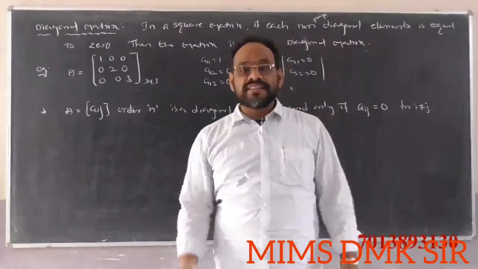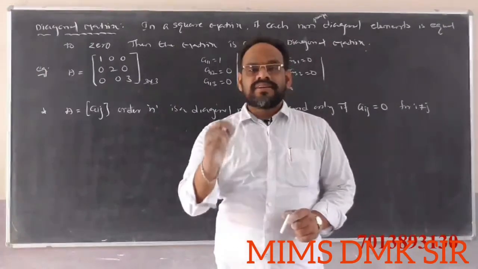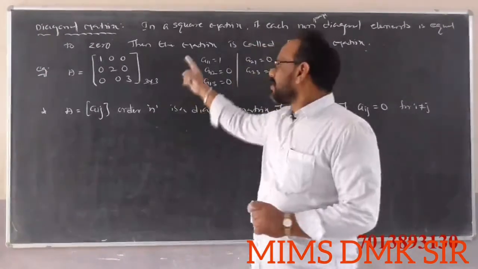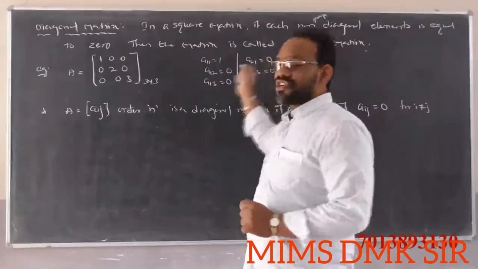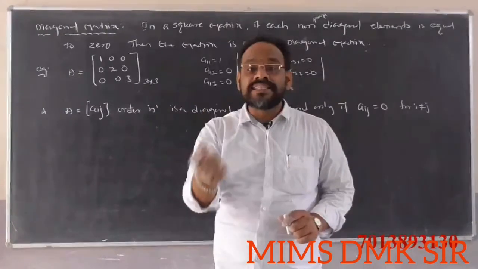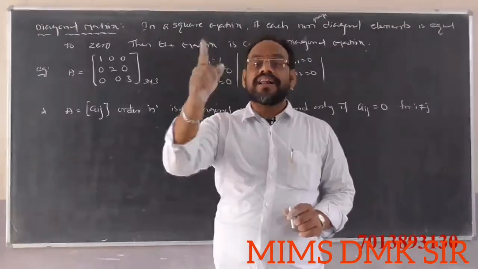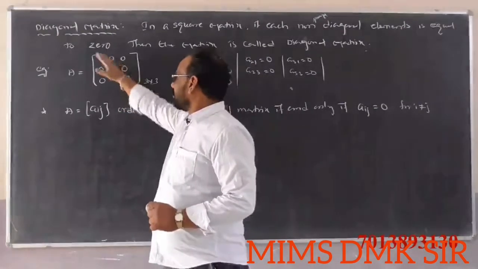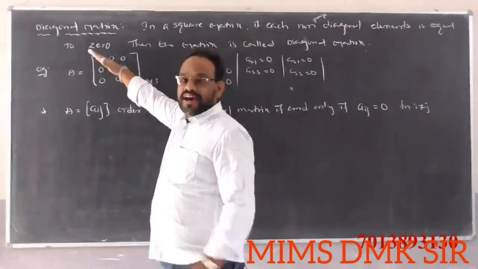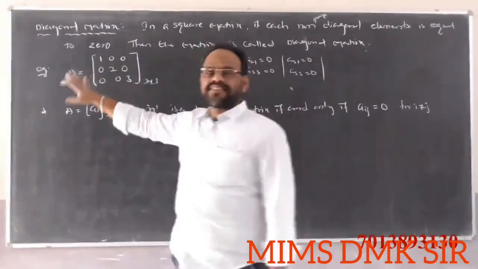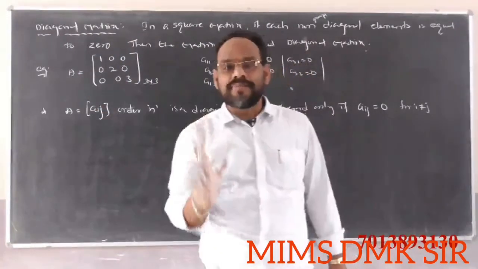So that's why that matrix is called what? Diagonal matrix. Diagonal matrix is what? In a square matrix, if each non-principal diagonal element is equal to 0, this is the principal diagonal, non-principal diagonal elements are zeros, then the matrix is called a diagonal matrix.